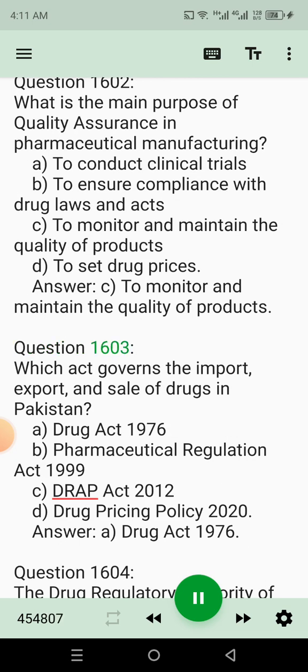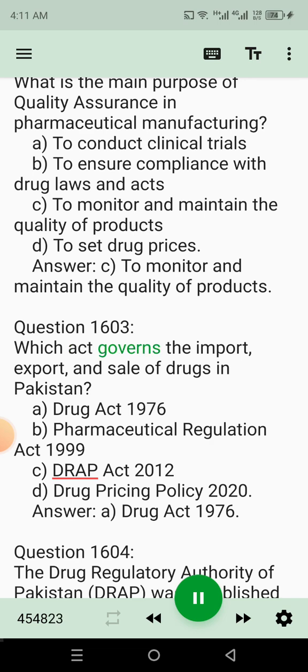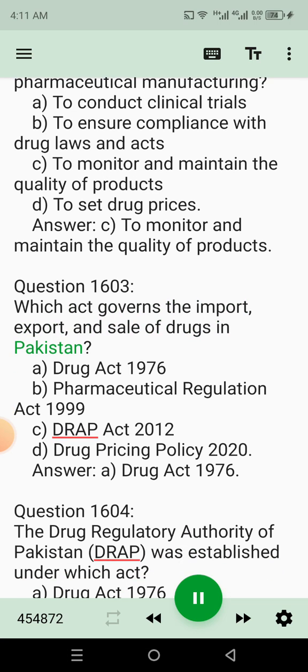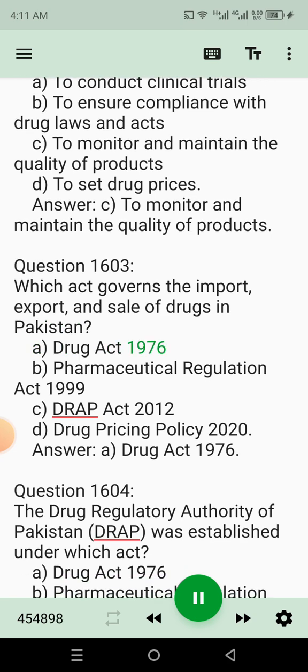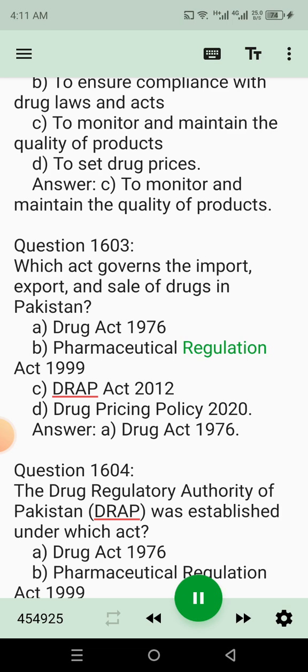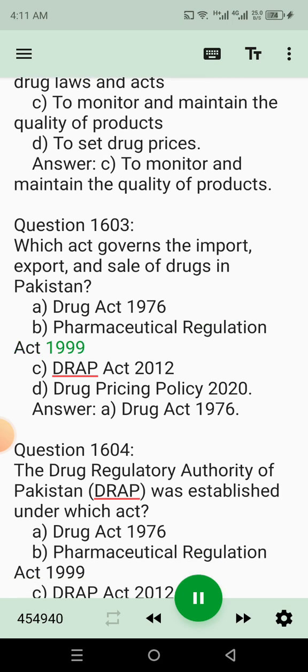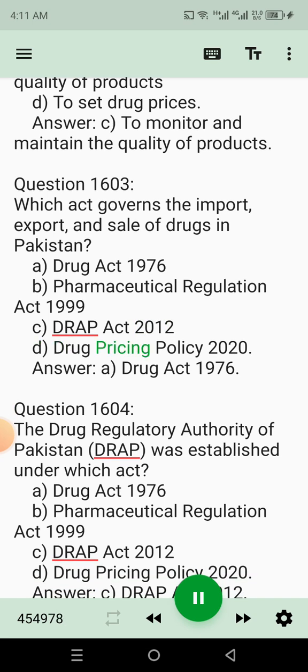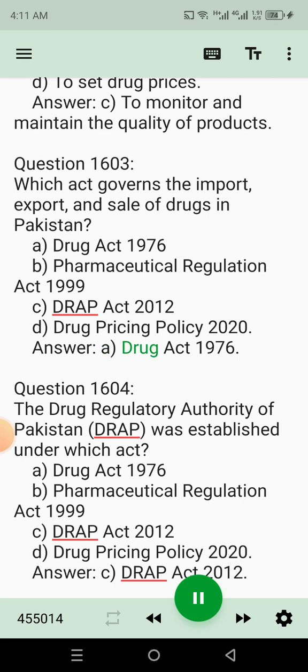Question 1603. Which act governs the import, export, and sale of drugs in Pakistan? A. Drug Act 1976. B. Pharmaceutical Regulation Act 1999. C. DRAP Act 2012. D. Drug Pricing Policy 2020. Answer: A. Drug Act 1976.